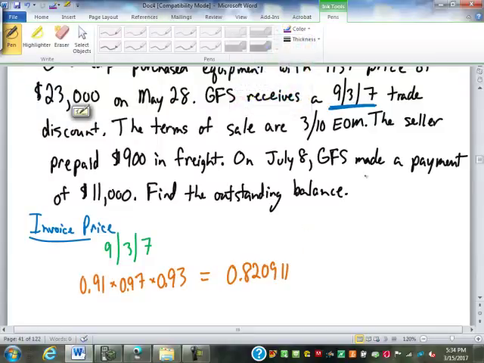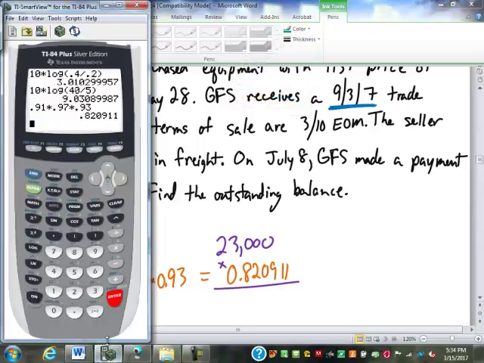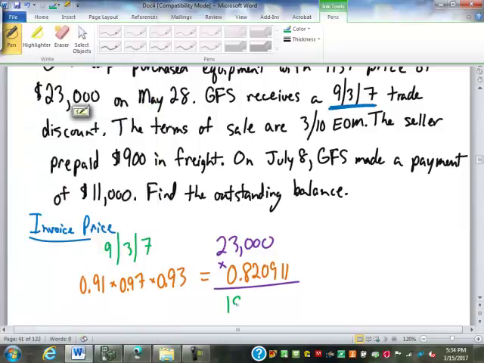To find the actual invoiced amount, we're going to take the list price of $23,000 times that number. So that's $18,880.95. So that is the amount that appears on the invoice.